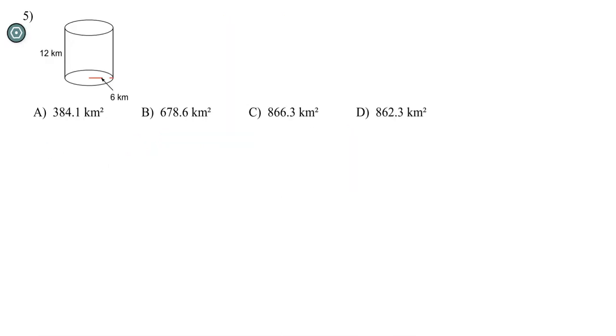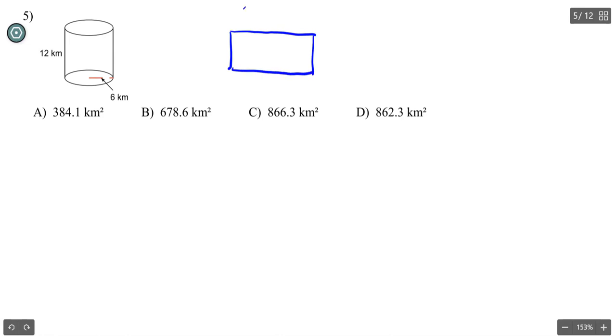All right, number 5. Looks like we got a cylinder. So a cylinder, if you open it up and actually look at the net, is basically just a rectangle with 2 circles hooked to it.